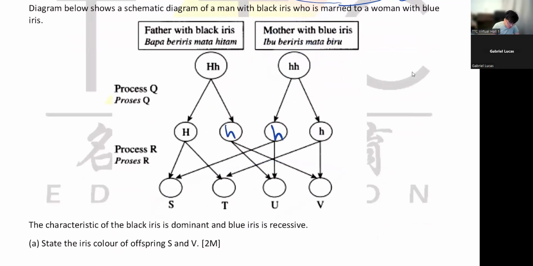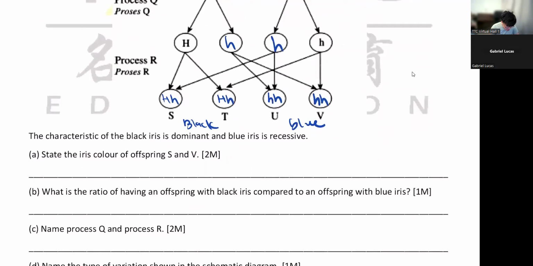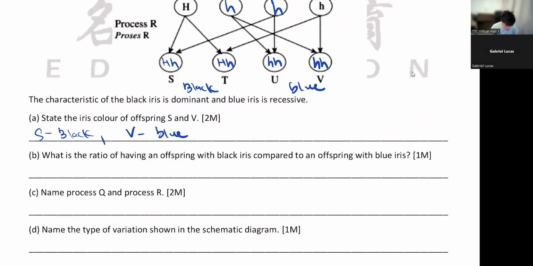So this is H, this is H also. So first child, big, small. Second child, big, small. Third child, small, small. Fourth child, small, small. So 2 black and 2 blue. Same as the tall just now. So state the iris color of S and V. So S is black. And then V is blue. So B, what is the ratio of having offspring with black compared with blue? Again, this is 1:1.